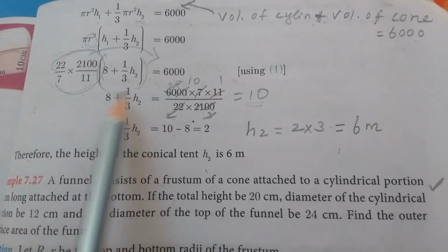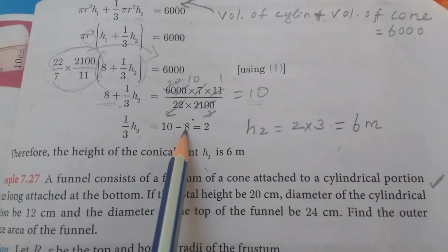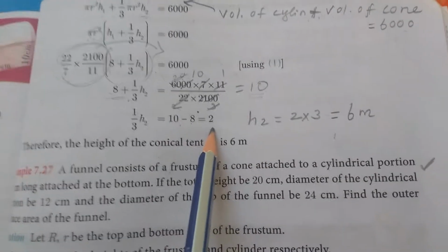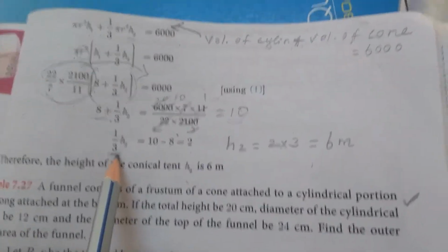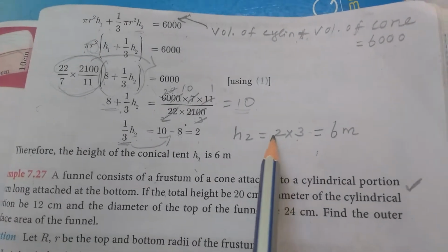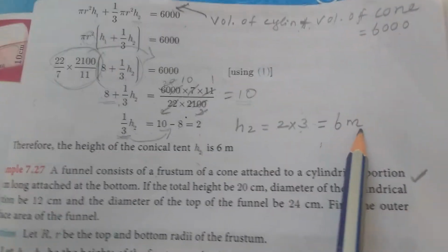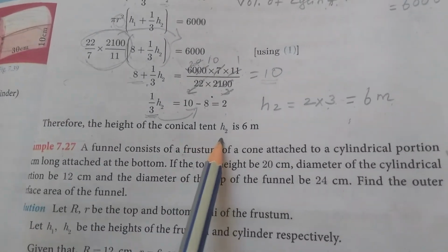While bringing this 8 here, addition becomes minus 8. 10 minus 8 equals 2. So now 1 by 3 h2 equals 2. See here 3 is in the denominator; while changing side it comes into the numerator. So 2 into 3 equals 6 meter. Therefore the height of the conical tent, h2, equals 6 meter.